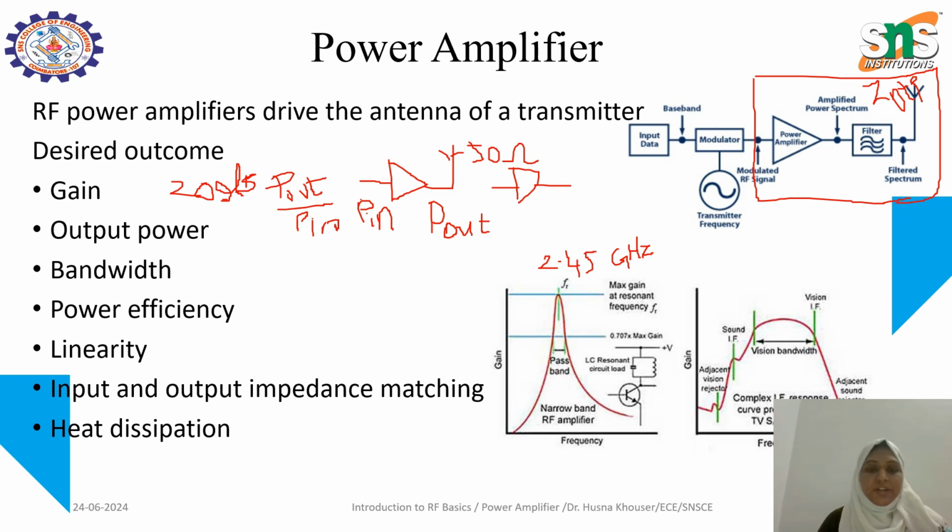Next is the power efficiency. This power efficiency is an important parameter. It is the power delivered, which I'll denote as PD, divided by the power dissipated, which I'll keep as DIS for dissipating. So when it reaches the receiver, we have to see how much power has been dissipated.